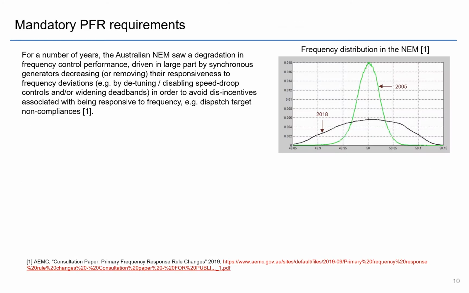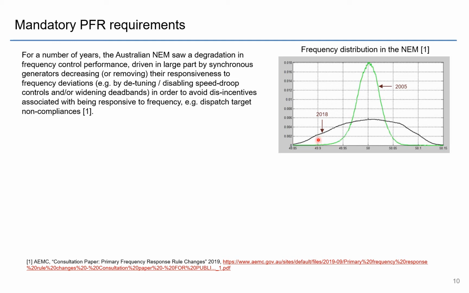Mandatory PFR requirements. For a number of years, the Australian NEM saw a real degradation in frequency control performance. This is what the frequency histogram looked like in 2005. You can see it was really nicely centered around 50 hertz. And by 2018, it had really degraded so that it was just flopping around between 50.15 and 49.85 hertz.